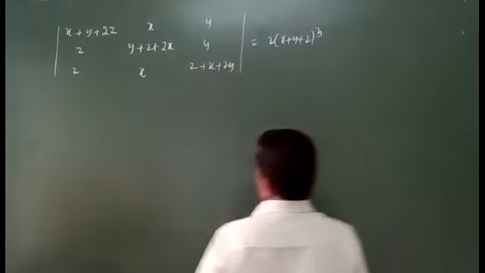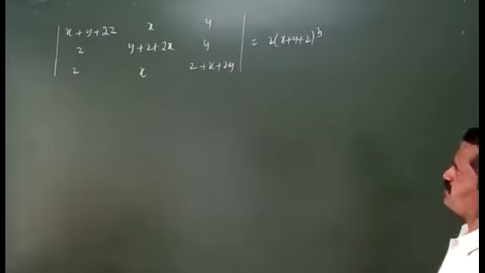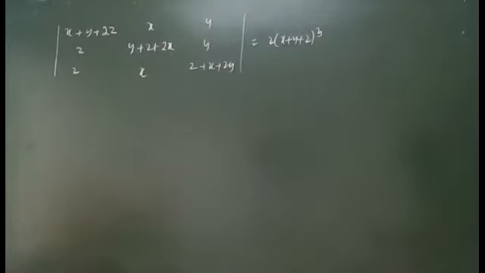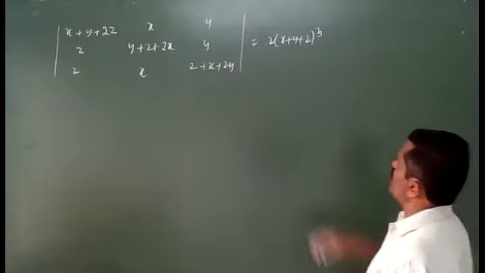Next question. We have to prove that the determinant of y plus z, x, y, z, y; z plus x, ... is equal to 2 of x plus y plus z whole cube. See, just remember here.